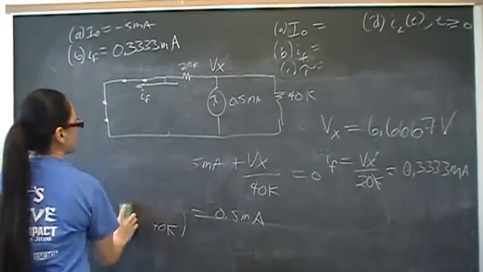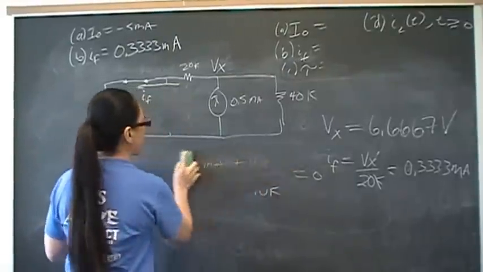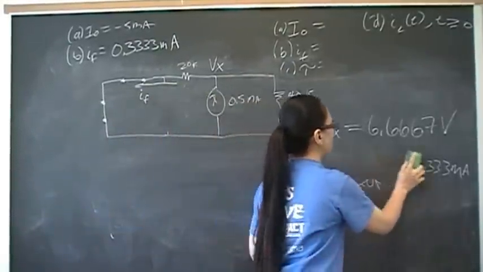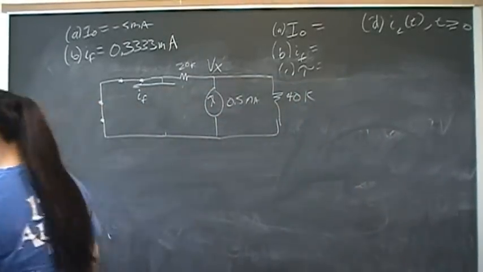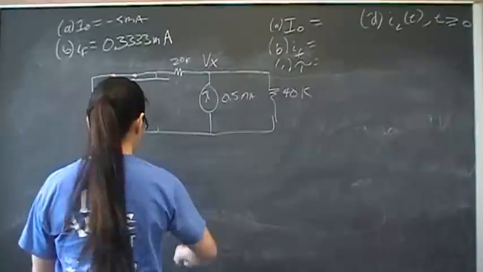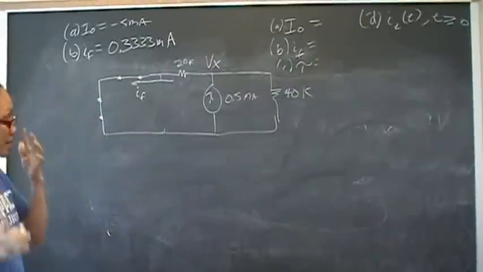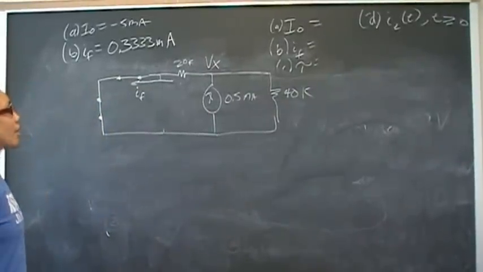Okay, that's part B. Now, part C is finding tau, and tau is L over R. So which R are we talking about? We're talking about this R, that R. We're talking about the R after the step event, which is the switching.